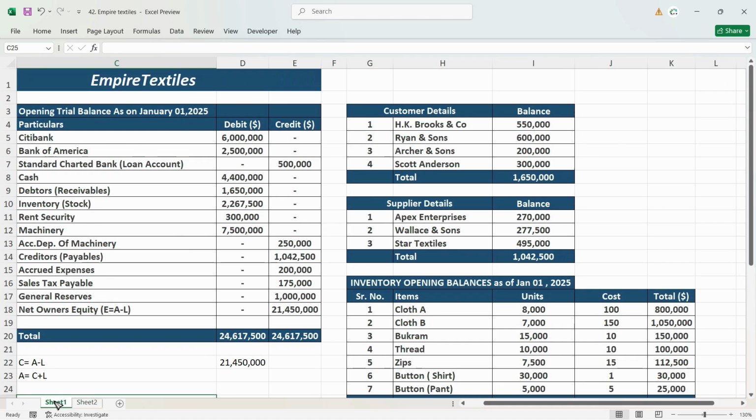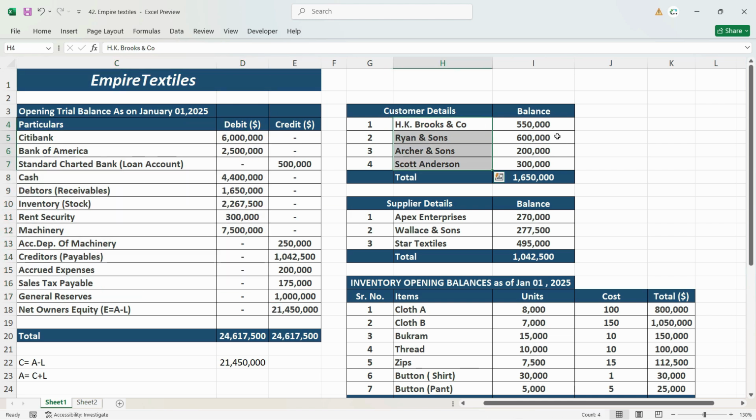If we go to sheet 1 of this project, we have already seen that the scenario was Empire Textile was operating for many years, but they were either working manually or on a computerized accounting system. So they wanted to shift their system onto Tally Prime. So what we have done is we took the balance of the last year's closing trial balance and we have created the opening trial balance.